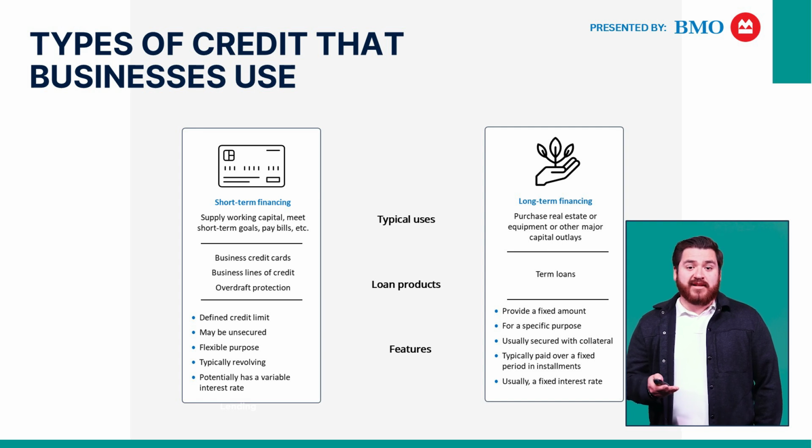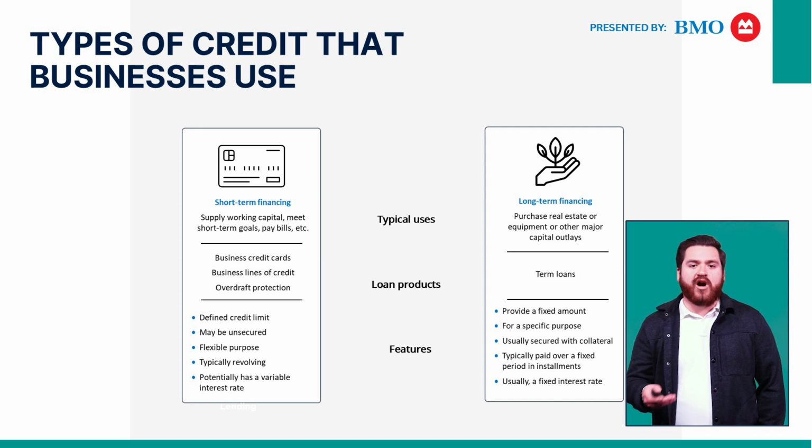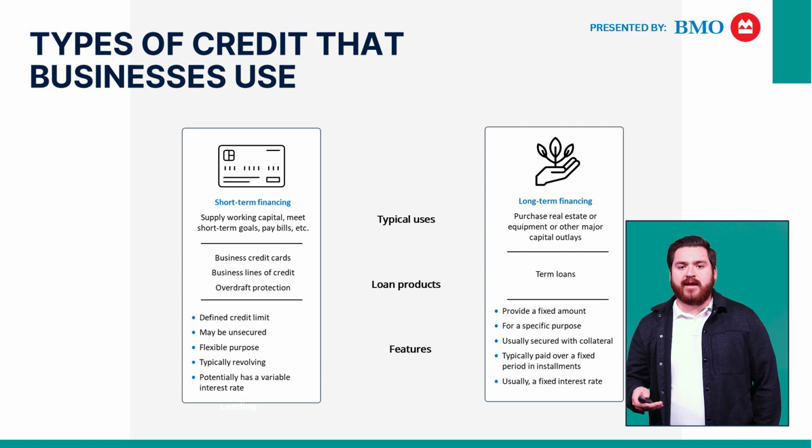Term loans are also typically secured with some form of collateral, which can include things like a car, house, or some equipment of value. These loans are also paid over a fixed period of time in installments. Similar to how you pay off a house or a car, you pay a certain amount of money each month for a specific set of time, whether that be 5 years, 10 years, or 15 years. Lastly, because term loans are collateralized, they usually have a fixed interest rate.